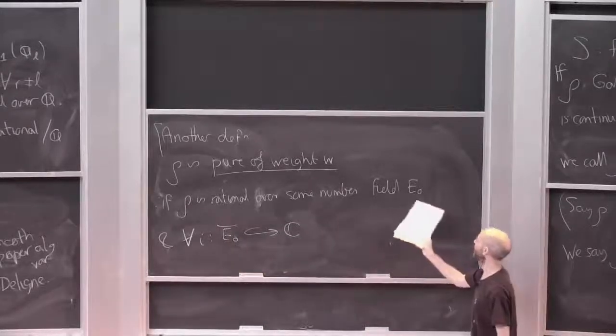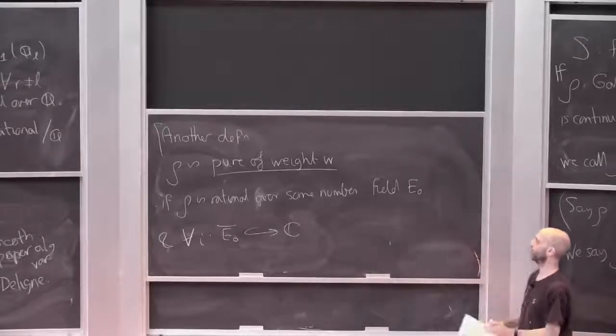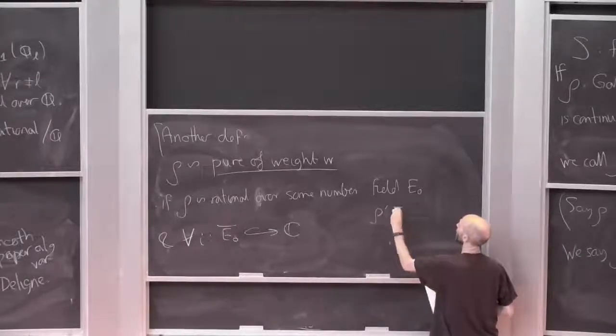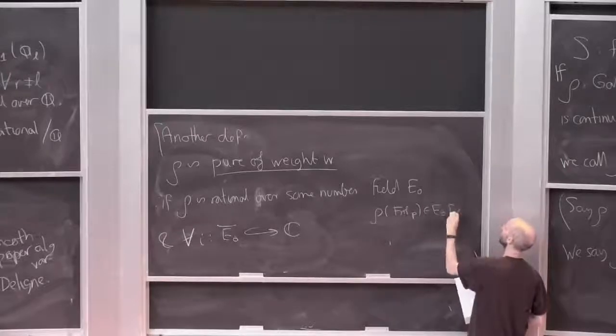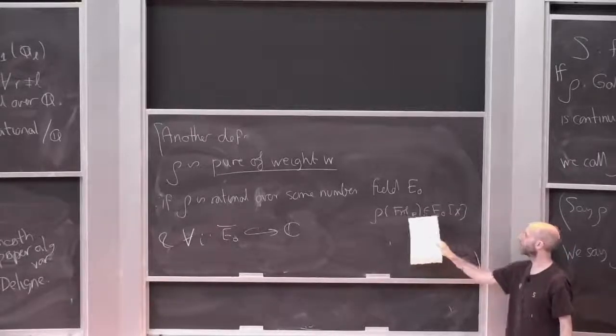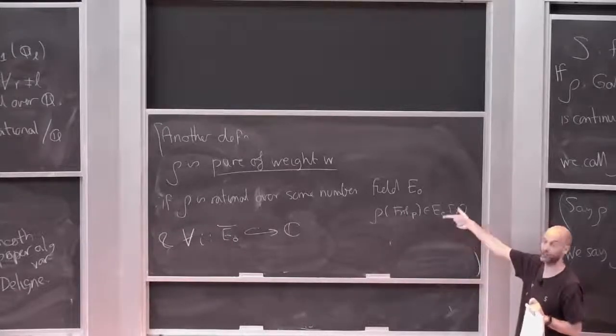So rho is rational over some number field E0, which means that the roots of the char polys. Let me just remind you what that means. That means the char poly of rho of Frob P is going to be in E0[X]. So rho of Frob P has some char poly whose coefficients are all in E0. It doesn't mean the roots are in E0, of course.